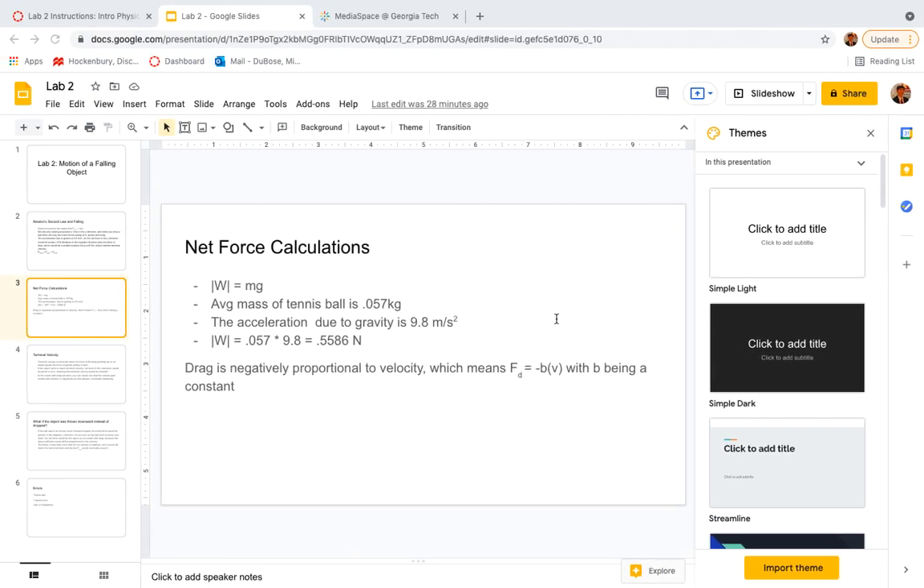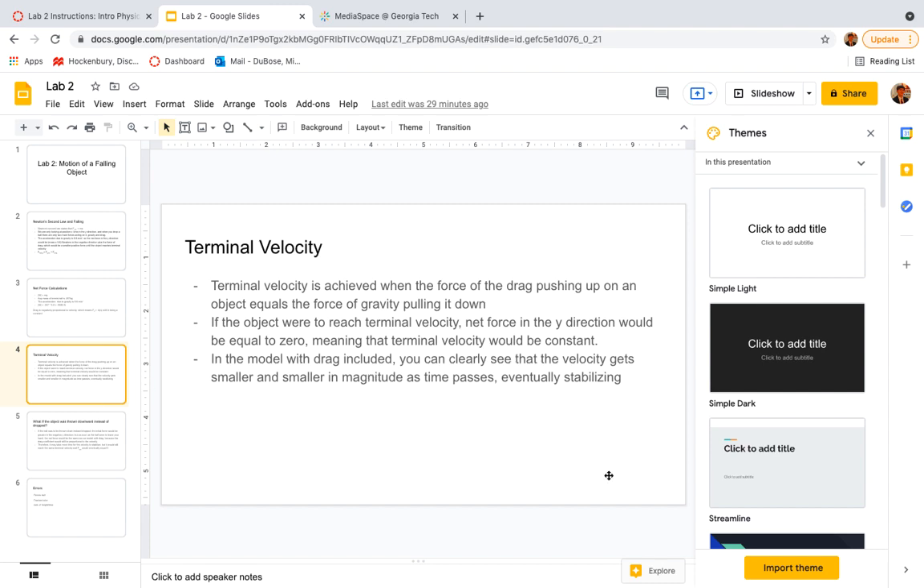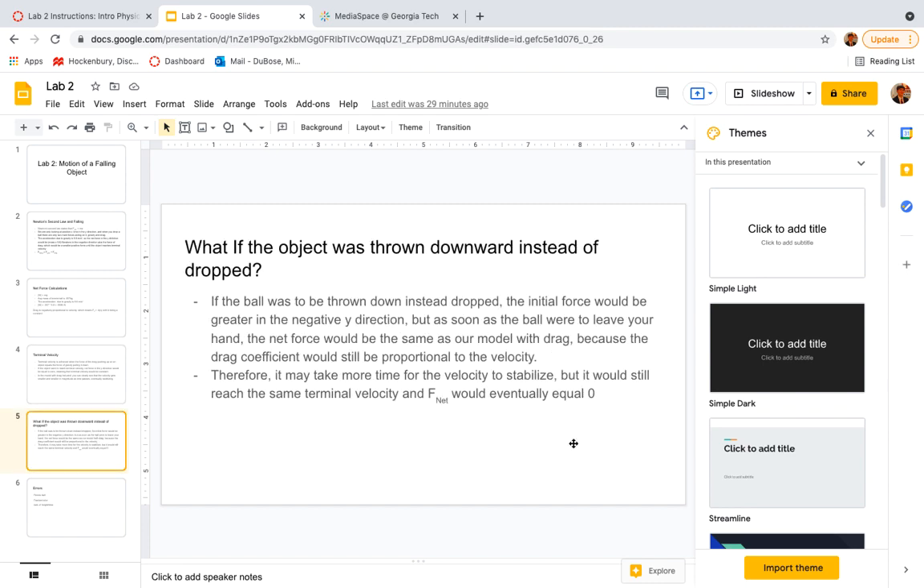The reason for this is that you eventually reach something that's called terminal velocity. Terminal velocity is achieved when the force of the drag pushing up on an object equals the force of gravity pulling it down. If the object were to reach terminal velocity, net force in the y direction would be equal to 0, meaning that the terminal velocity would be constant. In the model with drag included, you can clearly see that the velocity gets smaller and smaller in magnitude as time passes, eventually stabilizing.